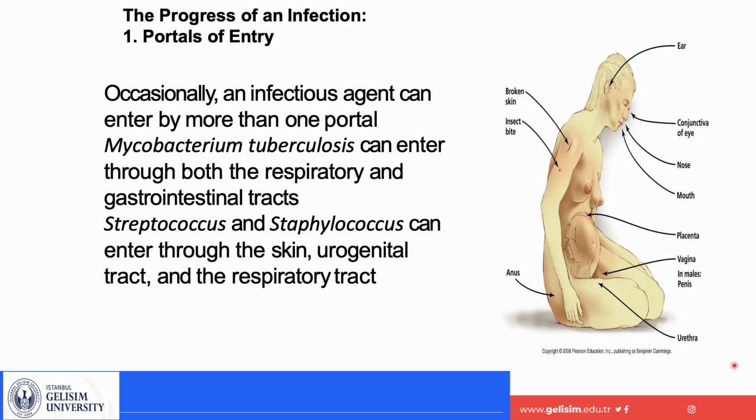Now, some infectious agents have the ability to enter the host's body through multiple points of entry. For example, Mycobacterium tuberculosis can enter through both the respiratory system as well as the gastrointestinal tract. While if you look at Streptococcus and Staphylococcus, they are able to enter through the skin, the urogenital tract, as well as the respiratory tract.